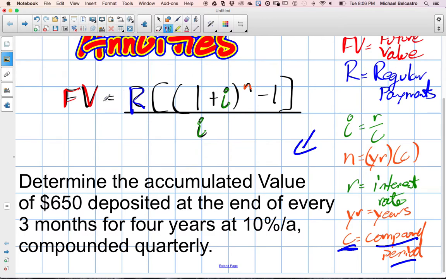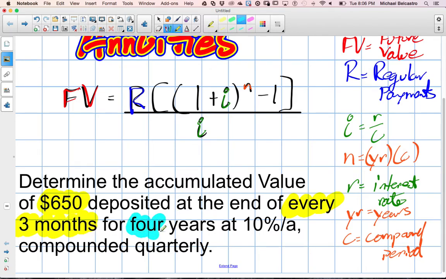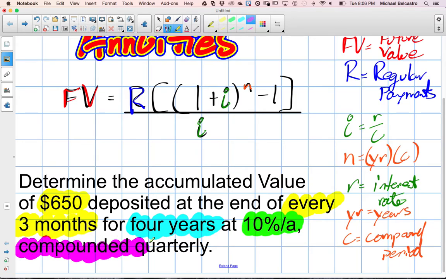So we'll read through this question, make sure we can pull out the important stuff. Determine the accumulated value of $650 deposited at the end of every 3 months for 4 years at 10% a year, compounded quarterly. This whole thing is pretty much important. They were depositing $650 at the end of every 3 months, and it's for 4 years, so that gives us our time. The interest rate is 10% a year, and it's being compounded quarterly.